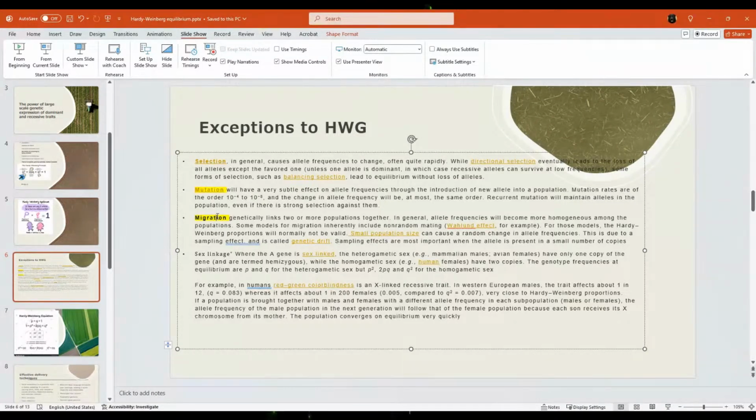The other assumption is there's no migration. When genetically linked populations are linked together, in general, allele frequencies will become more homogeneous among the populations. Some models for migration inherently include non-random mating, called the Wahlund effect, and the model assumes no genetic drift and no migration. Again, not true. There is genetic drift and there is migration.